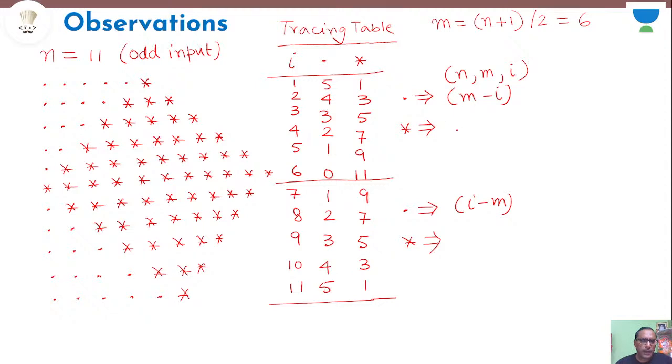Tell me the upper half star. 1 1, 2 3, 3 5, 4 7, 5 9, 6 11. I is increasing by 1, star is increasing by 2. That indicates I must be multiplied by 2. Then it will be increasing by 2.